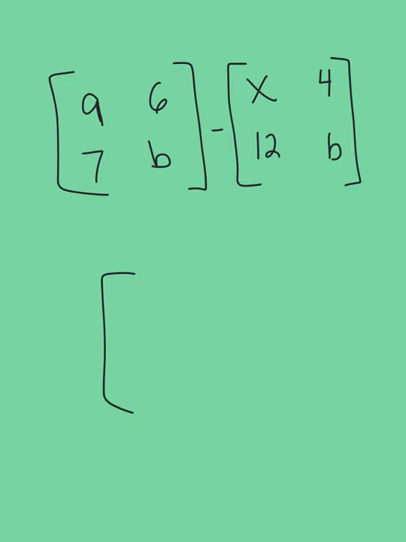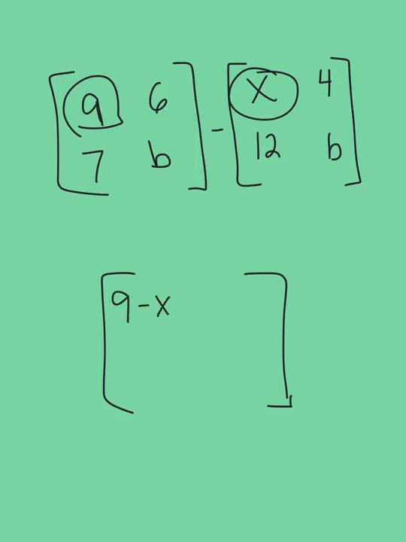Okay, for this one, we have 9 minus x in this corner here. You can't do that, so you just write 9 minus x. Then we have 6 minus 4. You can do that because they're both numbers. It is 2. 7 minus 12 would be a negative 5. B minus b. If you have a banana, you get rid of the banana. It's just a 0 there.